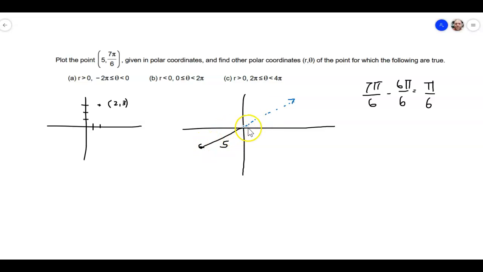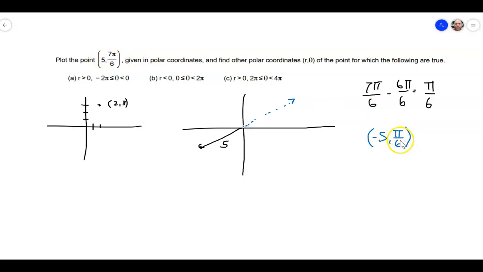The same is true if I were to go -5 in the pi over 6 direction. Where would I be? Well, think about that. Pi over 6 is in this direction. -5 says I go the opposite direction 5 units, right? That's what the negative radius means: go in the opposite direction of whatever angle you're pointed at, 5 units. So this right here is going to give me the exact same as this.